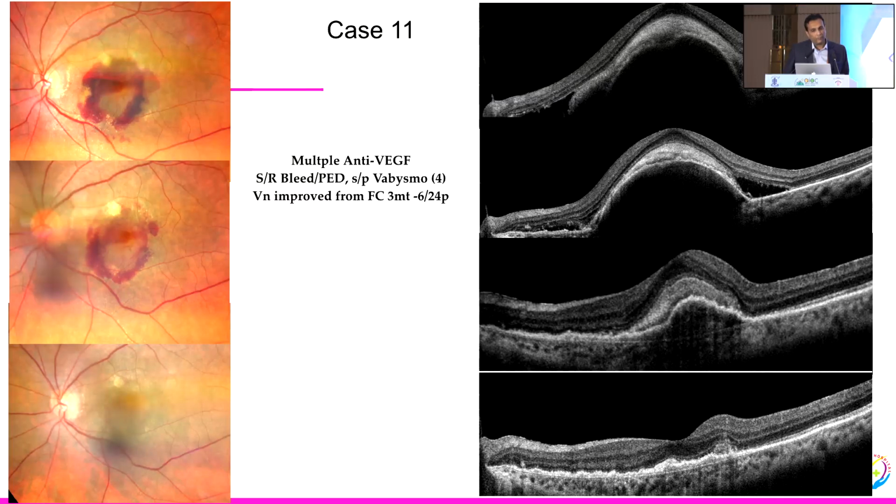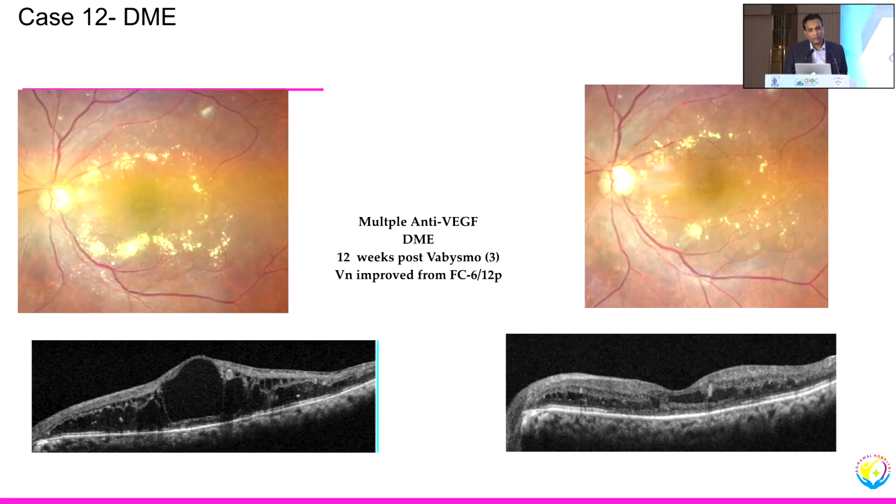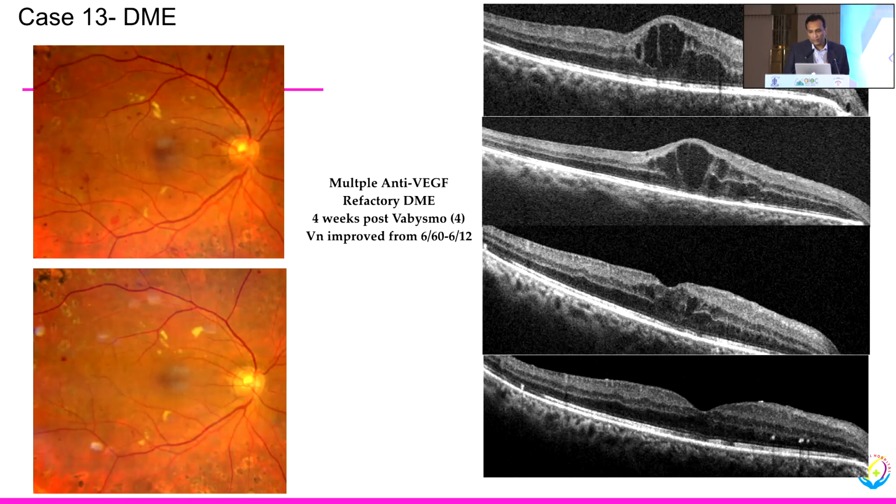And this lady required 4 loading doses of Vabysmo. The presenting vision was finger counting at 3 meters. You see the last OCT on the right side, the bottom OCT, and the first one, the topmost OCT on the right side. And you won't believe that this is the same OCT of the same patient, because there is a complete resolution of the bleed, there is complete flattening of the PED, and there hasn't been a recurrence for the past 8 weeks till now.